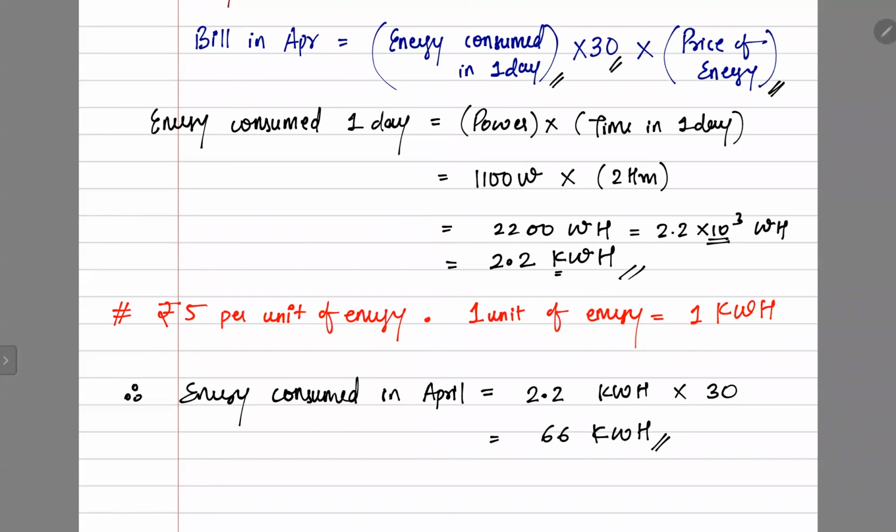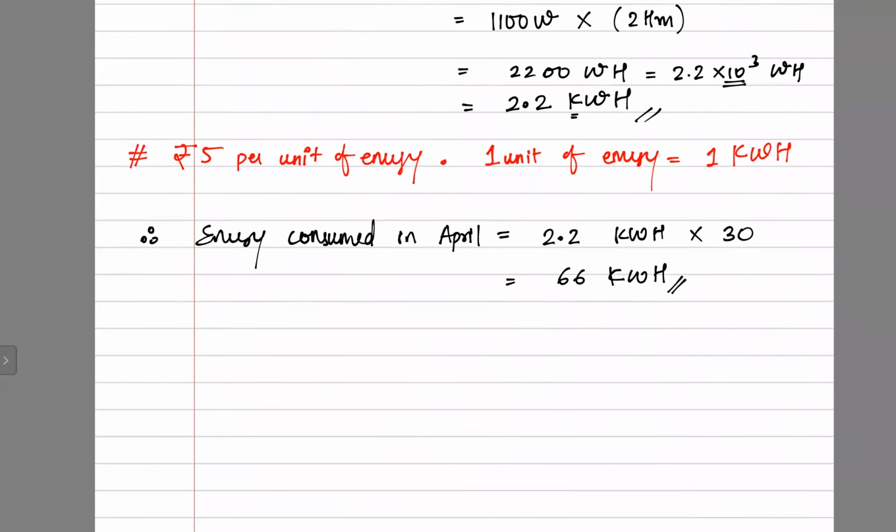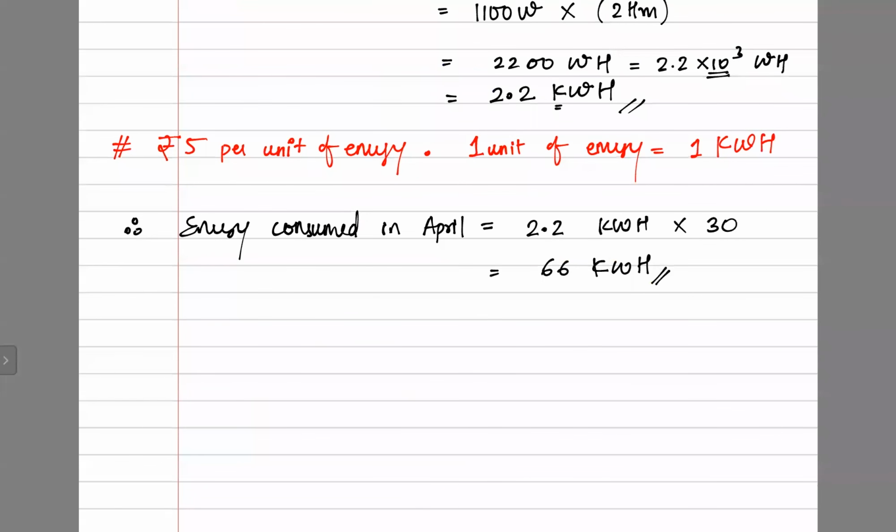Do you understand 66 कैसे आया? हर दिन में 2.2 किलोवाट आवर कंज्यूम हो रहा था. 30 डेज में कितना होगा? 2.2 into 30. तो वहां से भी अंडरस्टैंड कि पूरे महीने में 66 किलोवाट आवर आया था. जैसे पिछली बार पूरे महीने में 30 लीटर दूध आया था, यहाँ पर 66 किलोवाट आवर कंज्यूम हुआ है. दिस मींस 66 यूनिट्स कंज्यूम हुए हैं.